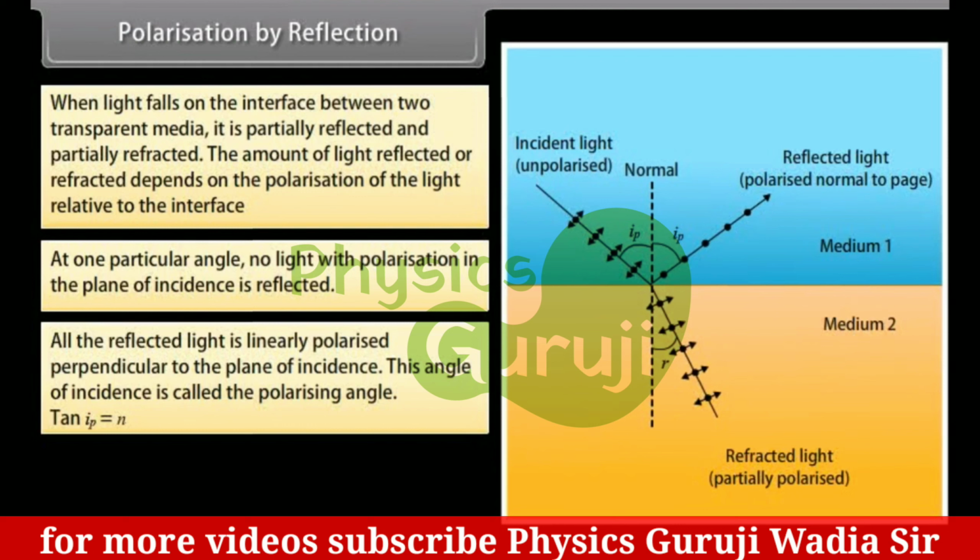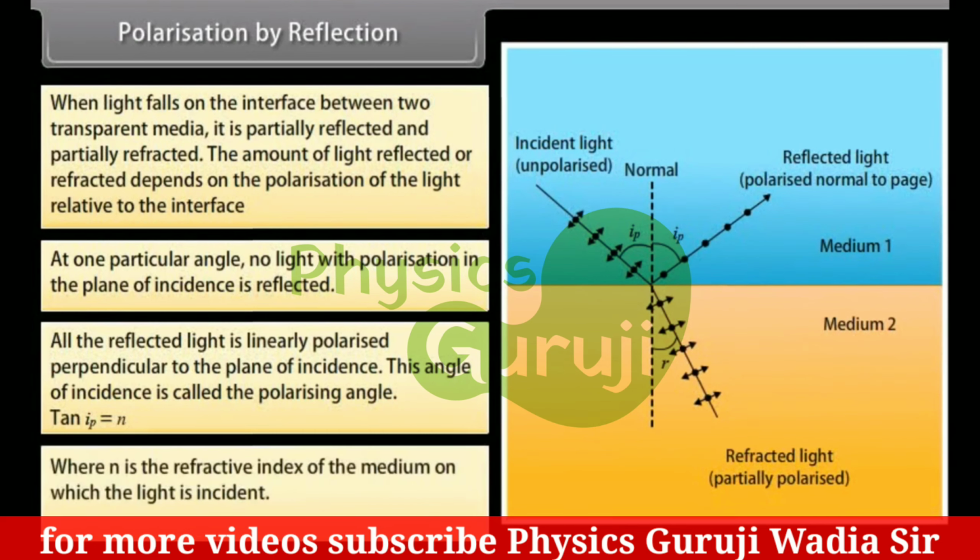Tan i_P is equal to n, where n is the refractive index of the medium on which the light is incident. This equation is known as Brewster's law.